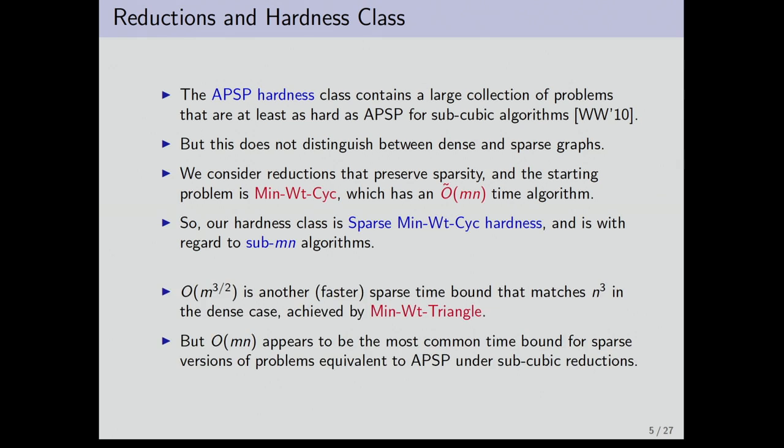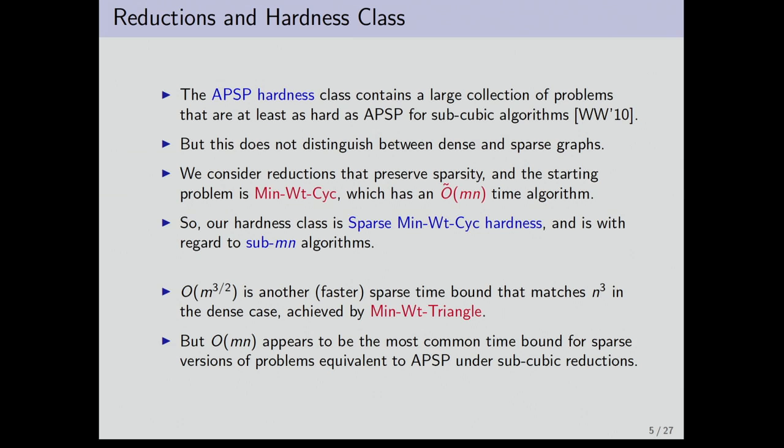And I should also mention that there are other ways of approaching n-cubed from sparsity to dense graphs. For example, for min-weight triangle, there's a very nice algorithm I should have mentioned by Itai and Rodeh, which does it in O of m to the 3/2 time. So that again becomes n-cubed for dense graphs, and it's faster than Mn. But it's not quite as big a class.